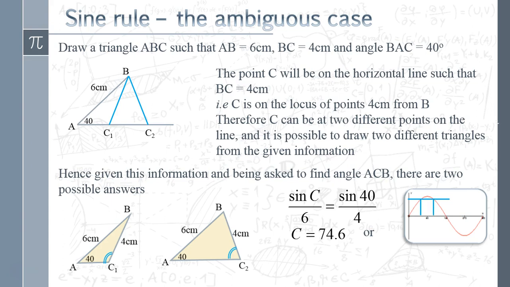We can see from the sketch of my sine curve that I've got my other value, which is 105.4, which is 180 minus 74.6. So I've got 2 values: C1 would be 105.4 and C2 would be 74.6. So 2 different angles, both coming from the same information.